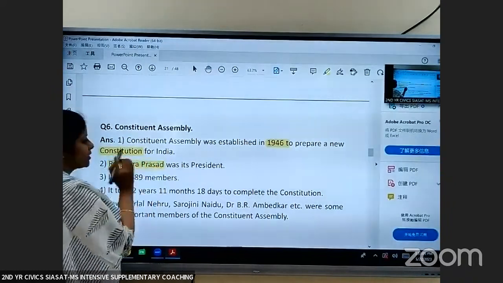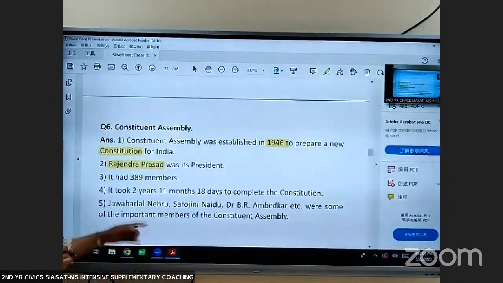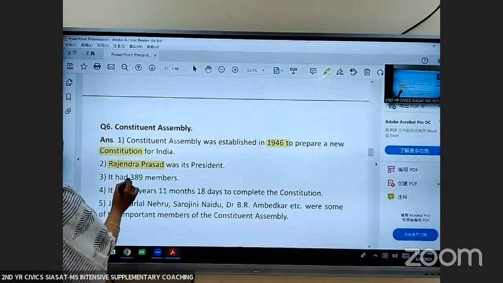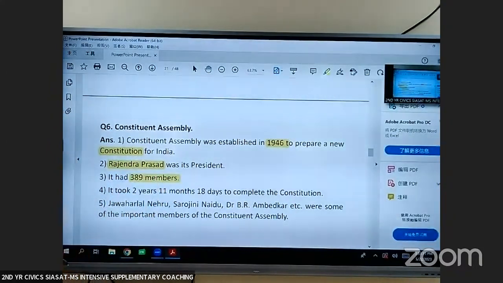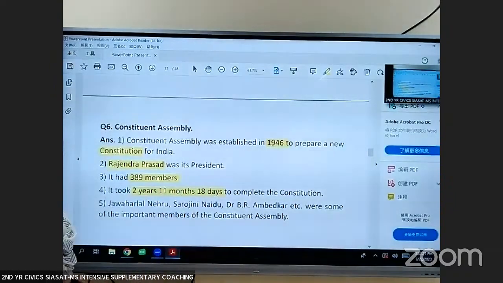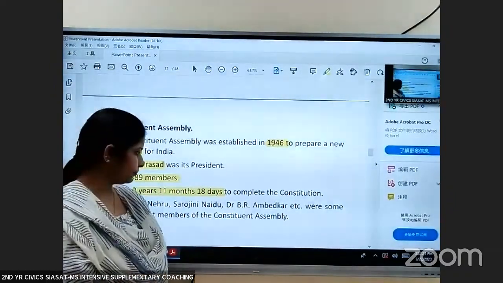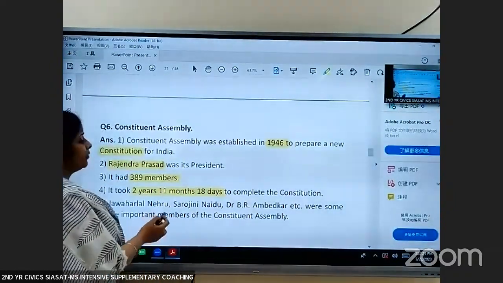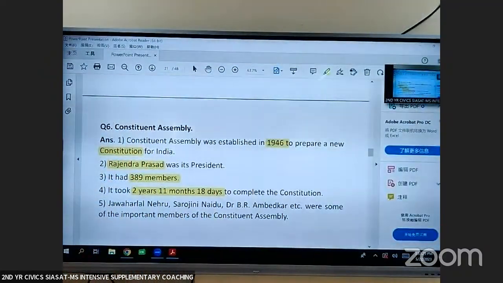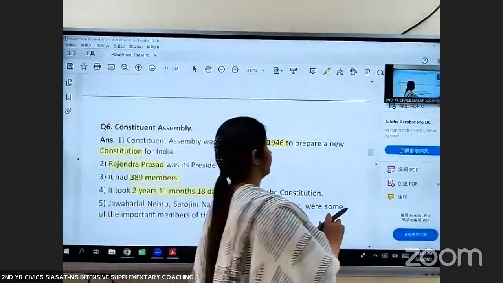Rajendra Prasad, the first president of India, was the president of this Constituent Assembly. This Constituent Assembly had 389 members. It took 2 years, 11 months and 18 days to complete the constitution. Jawaharlal Nehru, Sarojini Naidu, B.R. Ambedkar were some of the important members of the Constituent Assembly.